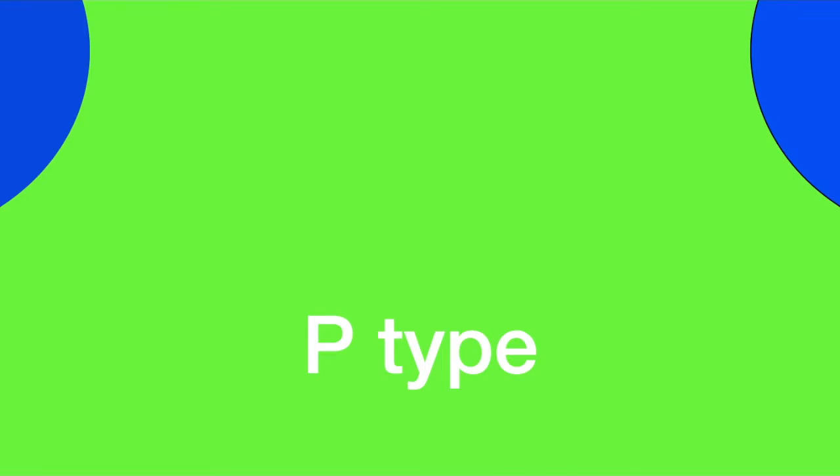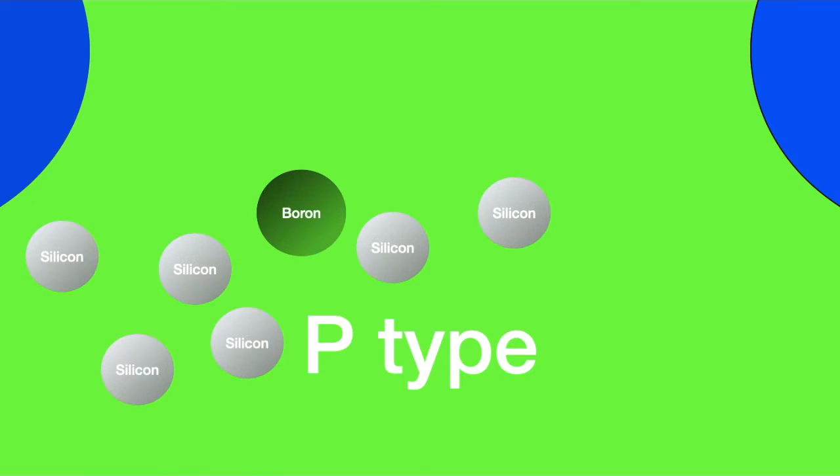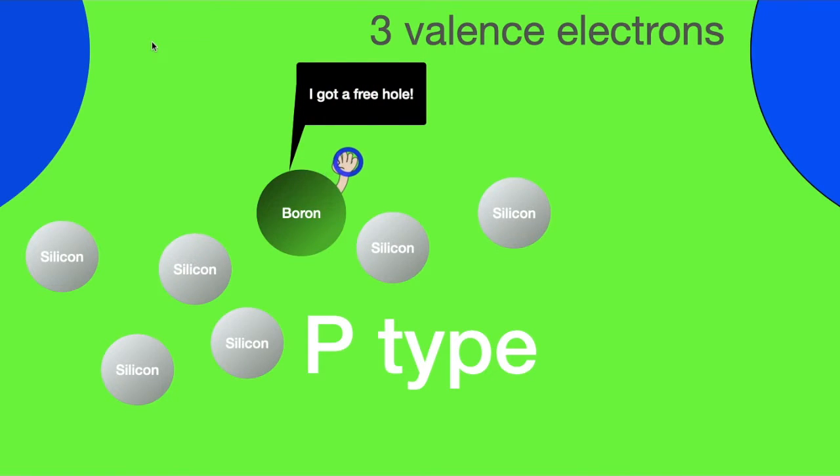On the other hand, P-type silicon is silicon doped with boron atoms. Boron has 3 valence electrons, hence there are more holes, or places without electrons in the P-type silicon.